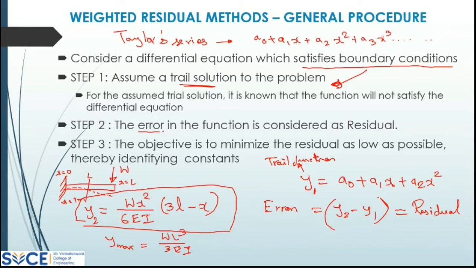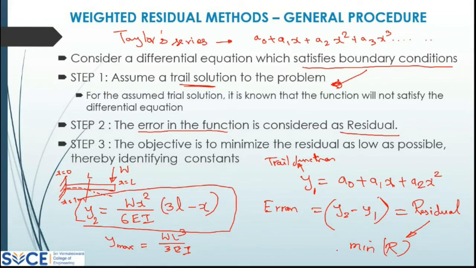The error in the function is considered as a residual, right? So my aim is to minimize this residual. What happens if I minimize this residual? Automatically, your error will be approximately zero, which means you will get the real answer, right?